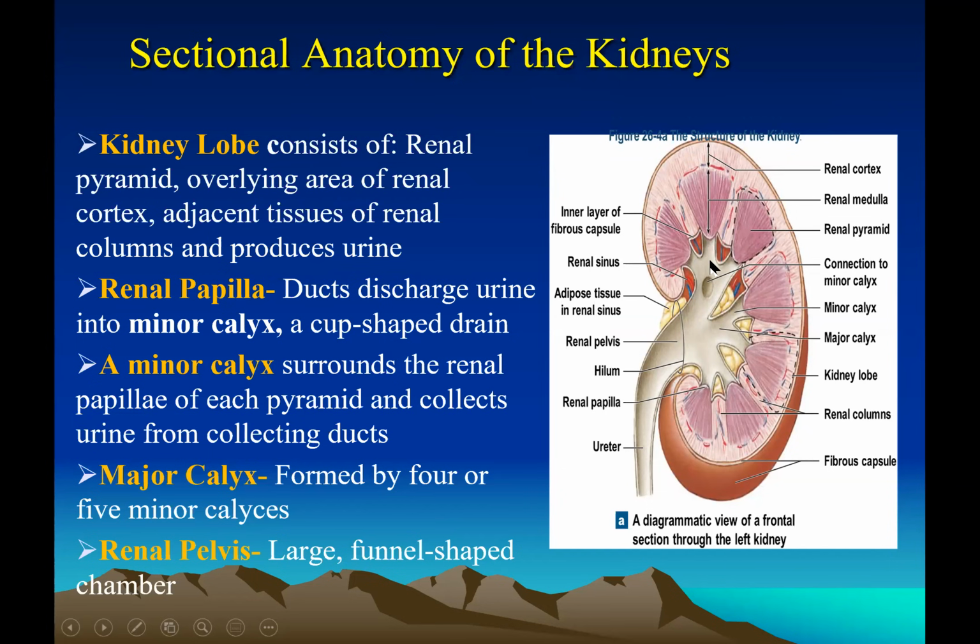Several minor calyxes will come together to form the major calyx. All the major calyxes will run into each other to form this funnel-shaped structure called the renal pelvis. So the urine is made here. It will drip into the renal papilla, into the minor calyx, major calyx, and renal pelvis.